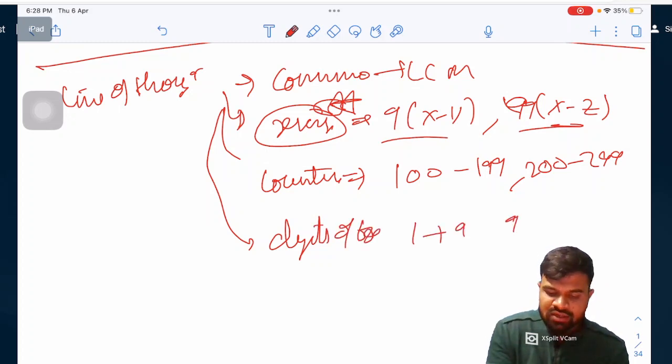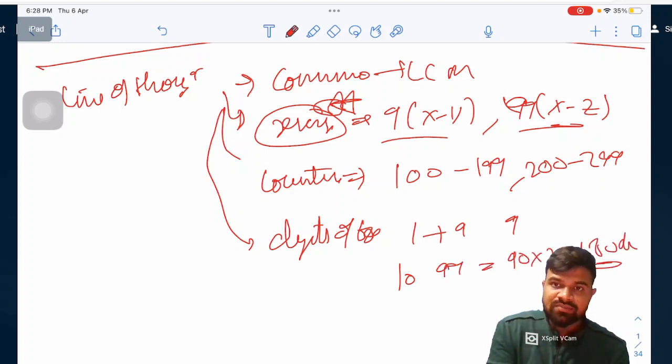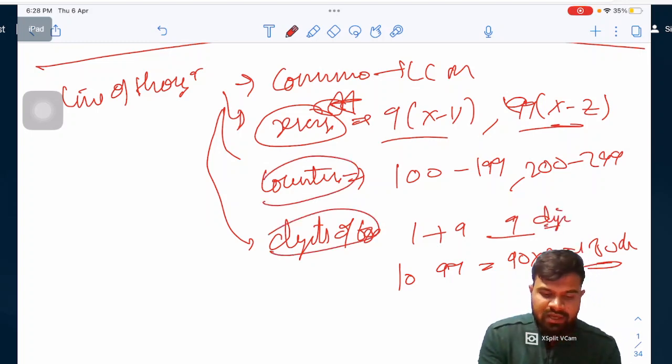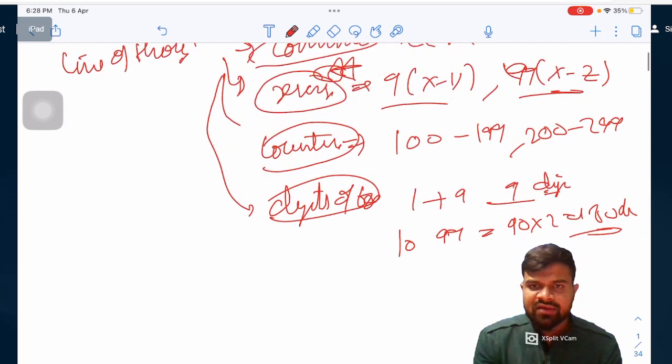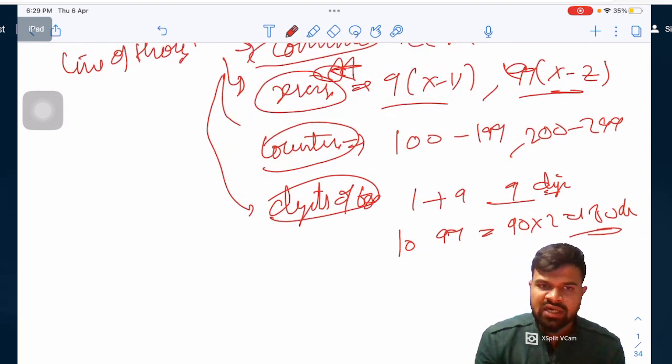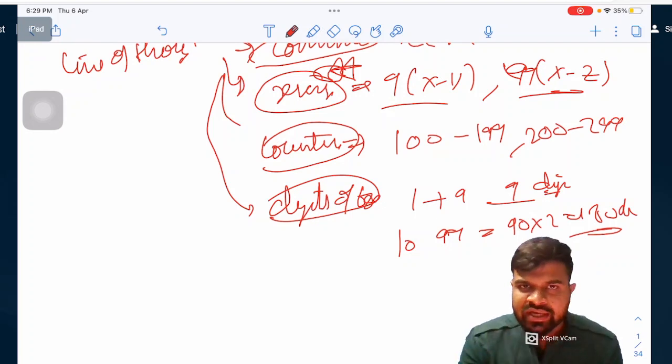Whenever you see digits of a book, do it like this: 1 to 9, 9 digits. 10 to 99, 90 into 2, 180 digits, something like this. This is the way to do the digits of a book question. And other questions are very repetitive. Other questions are very simple equations, greater than, less than, prime numbers, basic conceptual things. So they are manageable and doable.